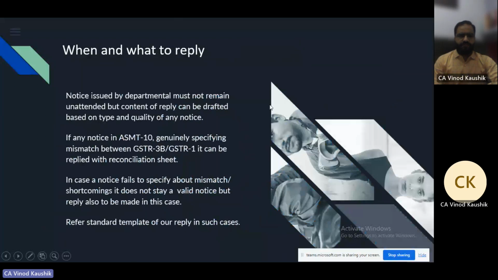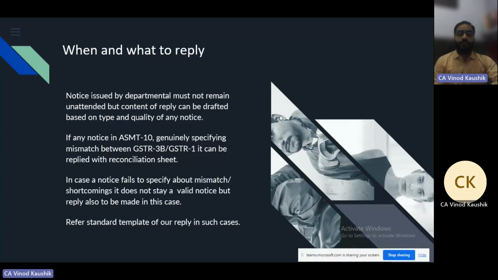When and what to reply? A reply has to be there in every case, friends. You need not keep silent every time you receive a notice. A notice issued by the department must not remain unattended, but the content of the reply can be drafted based on the type and the quality of the notice. If any notice in ASMT 10 is genuinely specifying the mismatch, it can be replied to with reconciliation sheets. In case a notice fails to specify any mismatch or shortcomings, it does not stay a valid notice, but a reply also has to be made in this case.